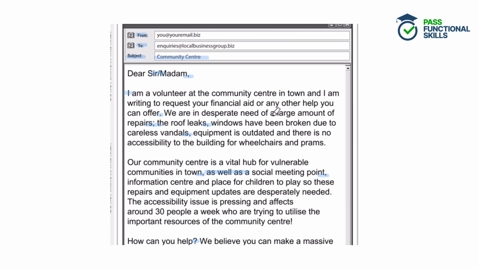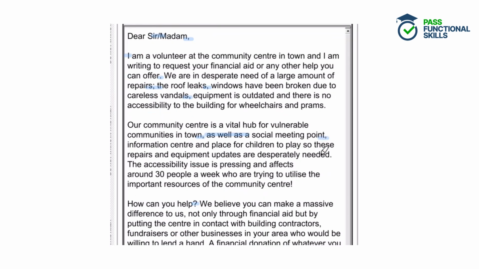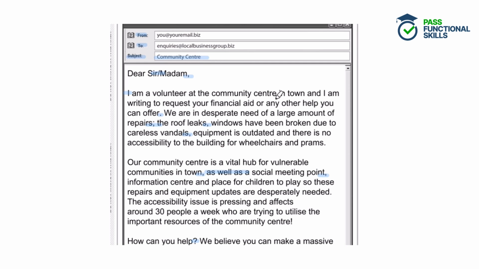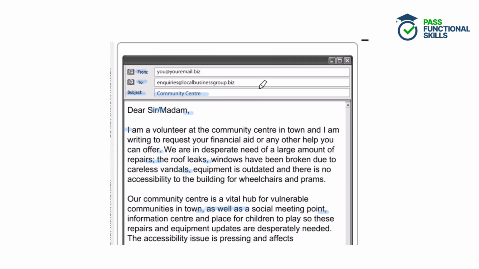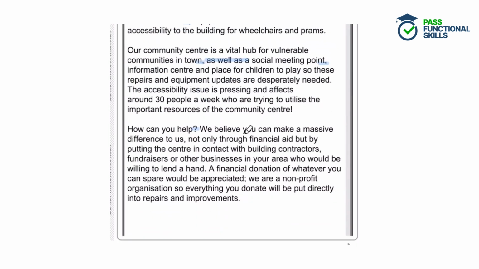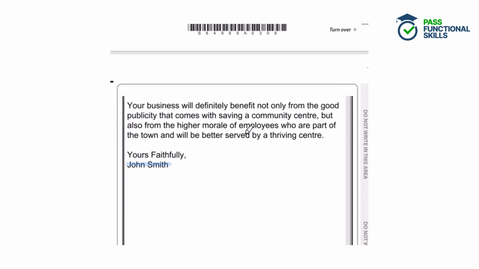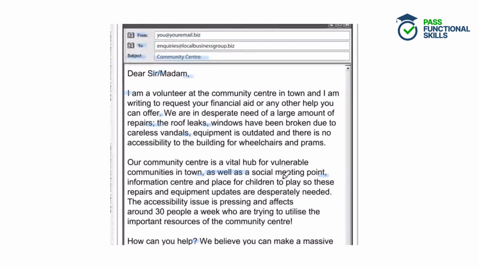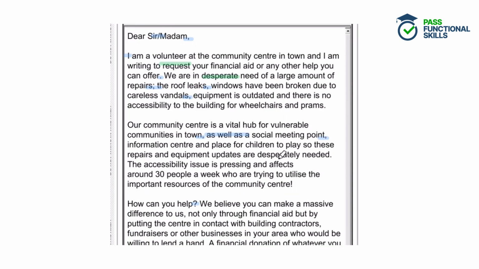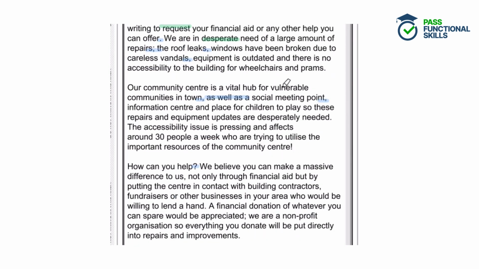Often the best way to do this is to try and imagine reading your answer out loud, or when you're practicing for your exam, get someone to read over your answers and see if it makes sense to them. The spelling in this answer is all correct as well, and we've got the spelling of some quite sophisticated words as well. For example, request and desperate. We've got there, and then we have vulnerable as well. Very tricky words to spell.